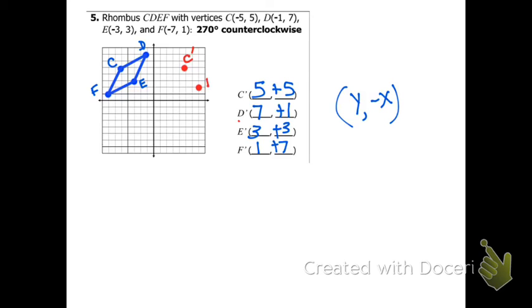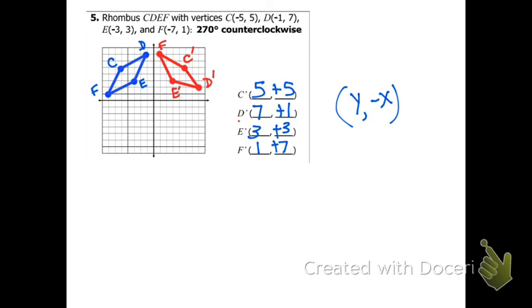D prime is 7, 1. E prime is 3, 3. And F prime is 1, 7. Over 1, up 7. And that is my F prime. Connect dots. Pretty picture. Okay, and that is it.